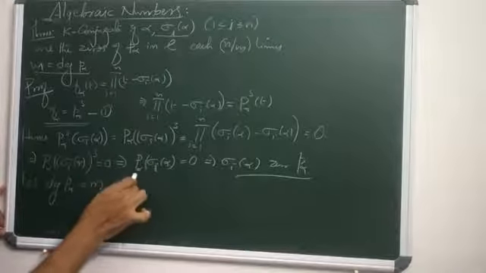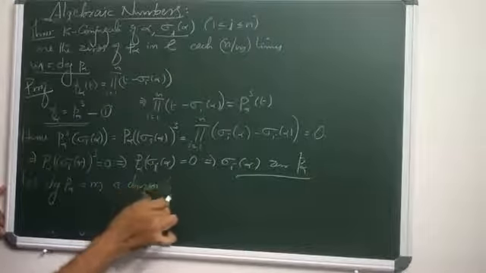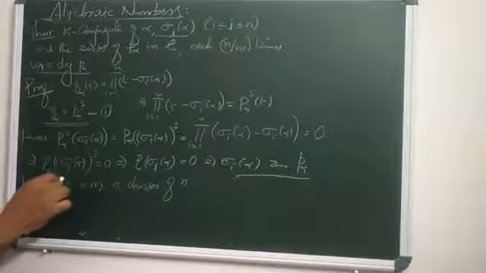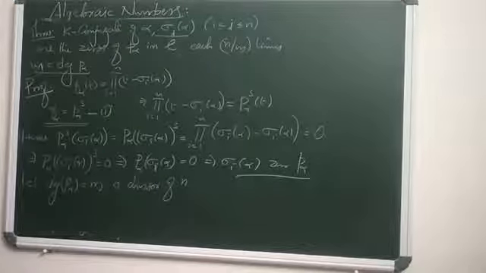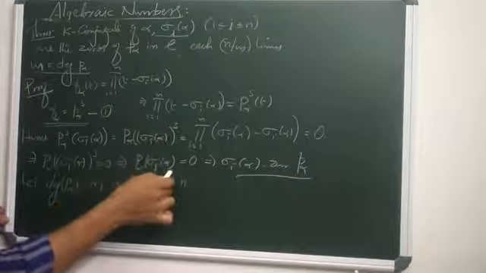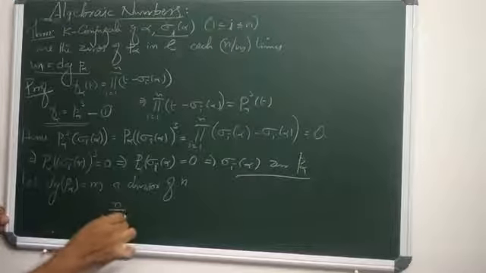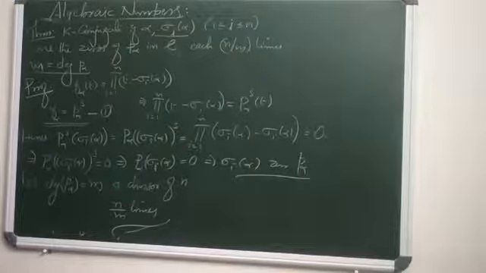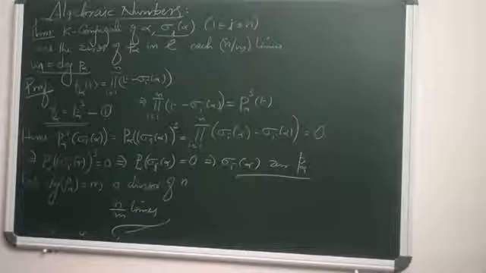So the degree of P alpha is a divisor of n, where n is the degree of the number field. Then clearly these roots are repeated n by m times. Why? Because n is the degree of the number field and m is the degree of this P alpha, and m is a divisor of n, therefore these roots are repeated n by m times. So these are the two important results.